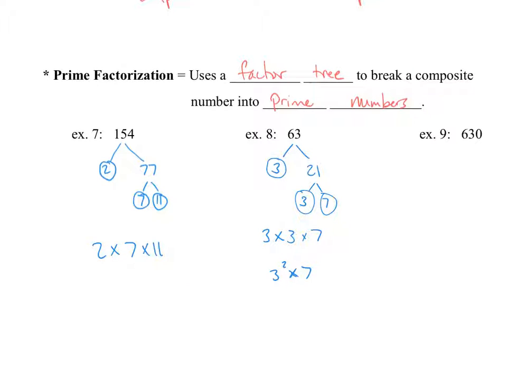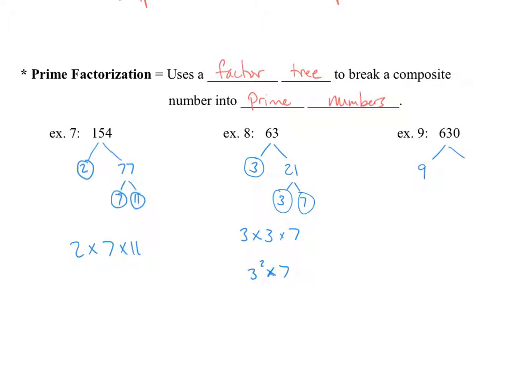Now, did anyone do that one? You could probably do that one differently also. Let's look at the next number, 630. What fits in there? 9 fits in. Let's start with that. 9 times what? 70. Are either of those prime? No.